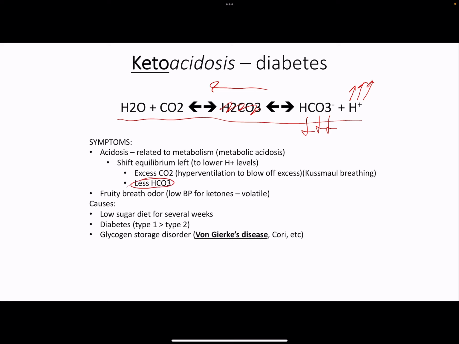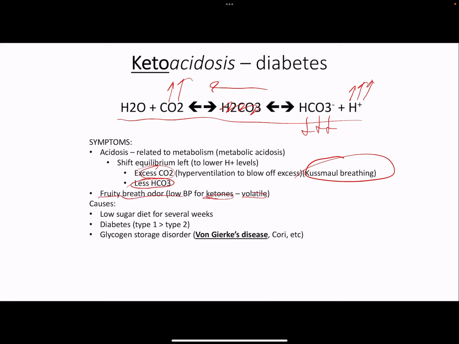So the bicarb is going to go down and the CO2 is going to go up. And if the CO2 goes up, your body doesn't want too much CO2, so it's going to tell you to get rid of it. How do you get rid of it? You're going to start hyperventilating. There's a very specific cause and sound and type of hyperventilation. It's called Kussmaul breathing. And as we just said, the ketones are kind of volatile, so this can create a fruity breath odor.